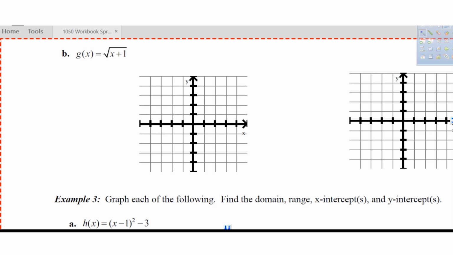G of x. So I'm going to call this guy something else, like maybe f of x. So f of x is the square root of x. Why did I write that? Because it's my parent. Okay, so pencil at the origin.